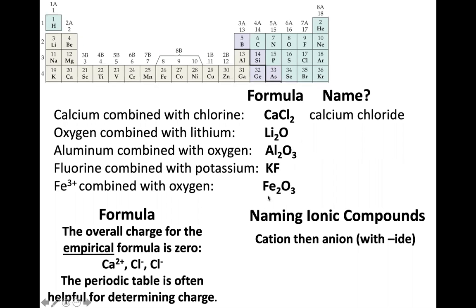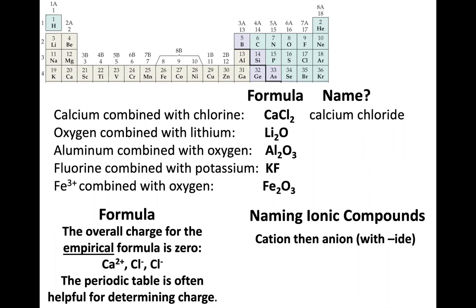This last one right here, I needed the information that it was iron 3 plus, because iron can have a variable number. Remember, we said it could be plus 2 or plus 3. So if it ends up being plus 3, in order to have the overall charge and oxygen's minus 2, I needed 2 and 3 respectively to make it work.